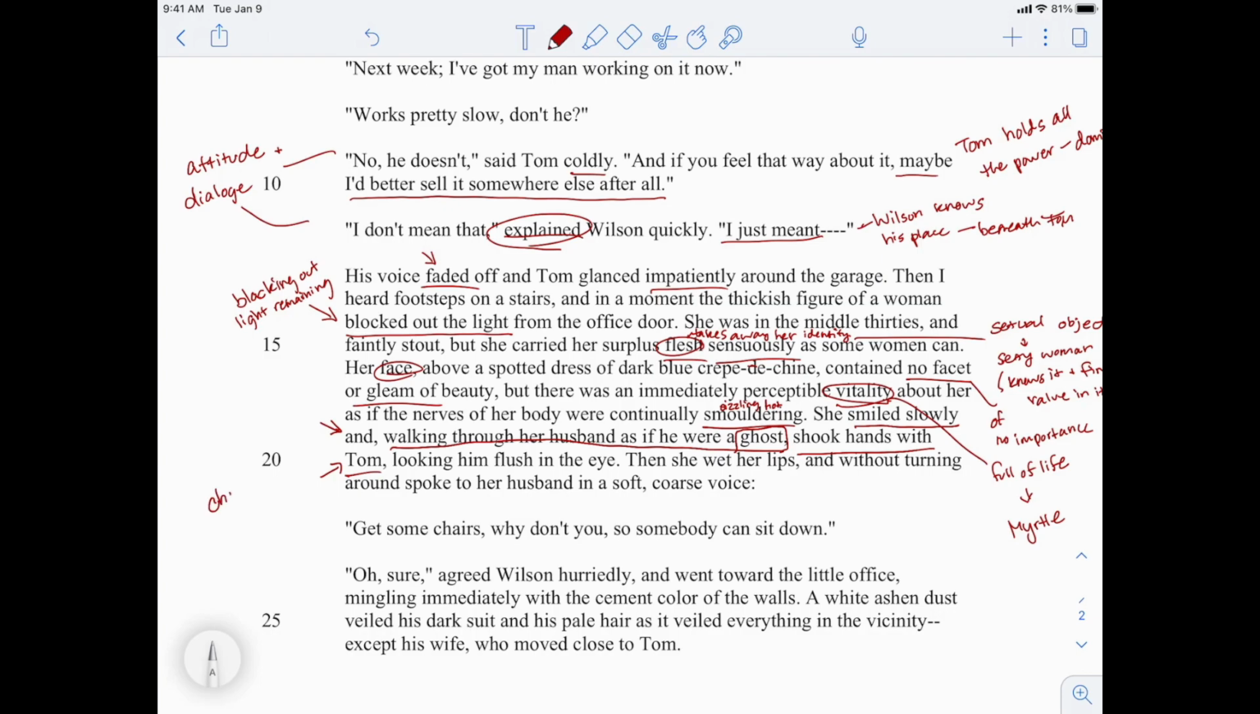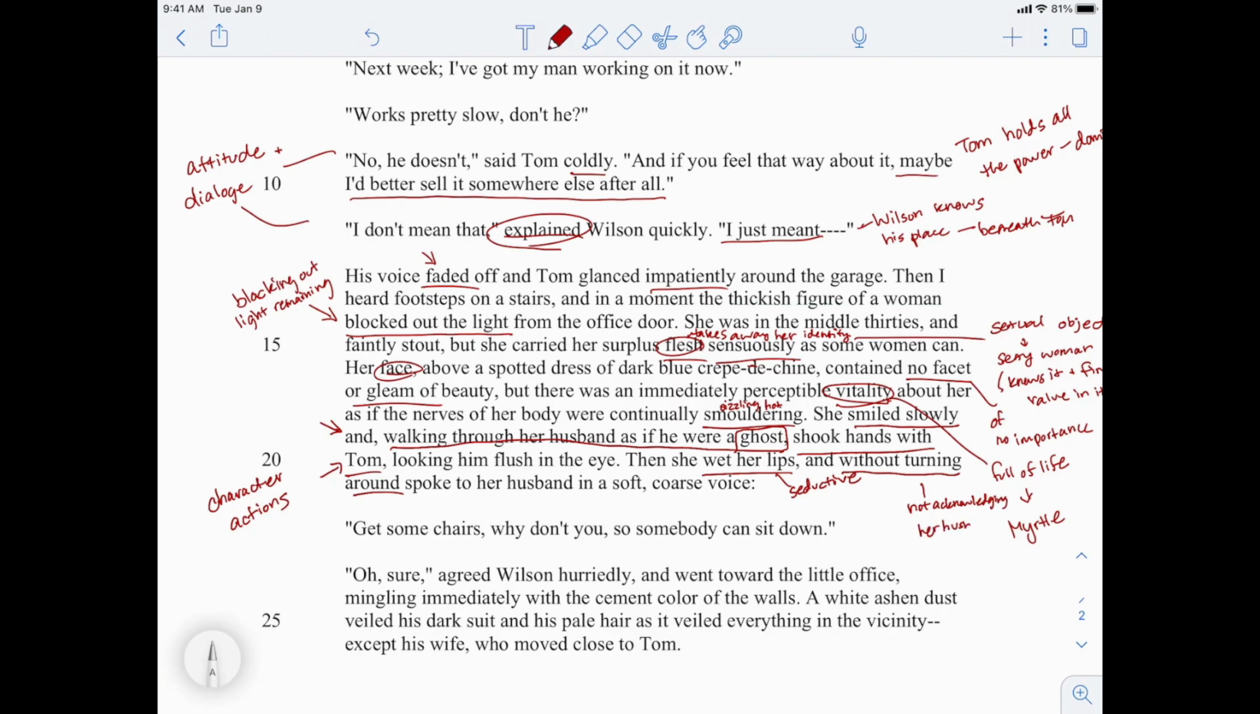That's the person she makes contact with, right? Again, these are character actions that show us about this character. We know about Myrtle. We know where her priorities are based on what she does, right? Her priority is on Tom, not on George Wilson. "She then wet her lips," again, another seductive act, right? "And without turning around, spoke to her husband in a soft, coarse voice." Notice again, without turning around. She is not acknowledging her husband.